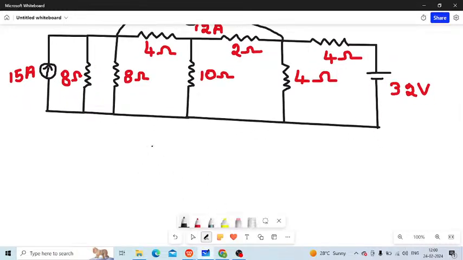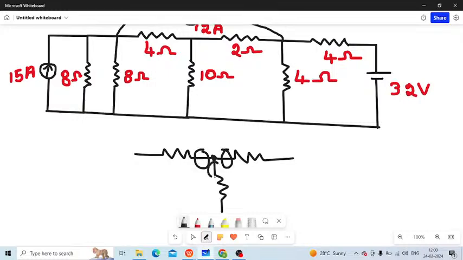A node is a point wherein two or more elements meet. Here you can see this is my node, where the ends of the resistances are meeting at one point. That is called a node. The ends of any elements meeting at one point is what is called my node. But you need to make sure that two or more elements are connected to one single point, not only one element.